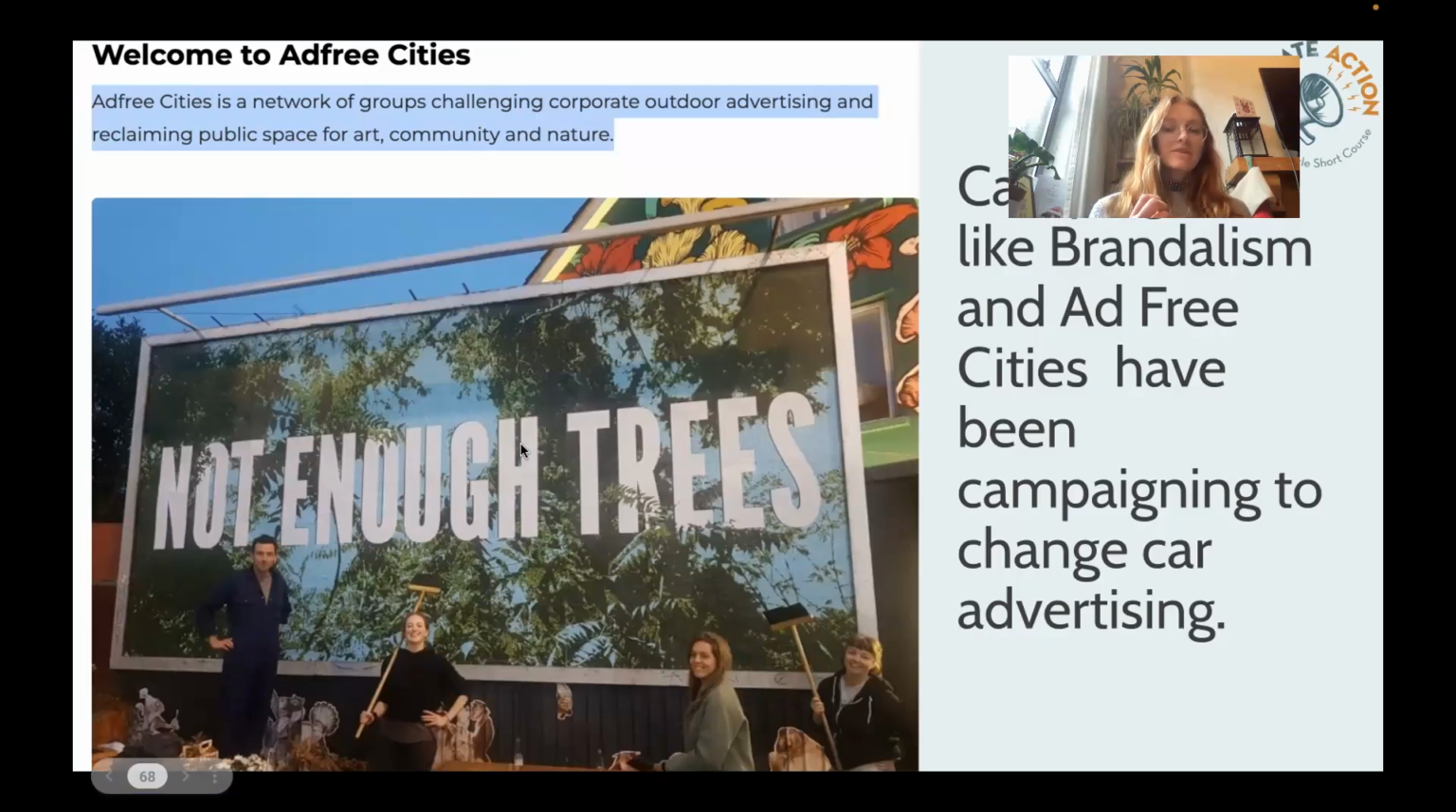And then we're looking a bit at campaigns against car advertising. And again, this is about having a conversation with your students around what they think is good and useful. Really debate this with your students. Don't just present them as the right thing and fact.